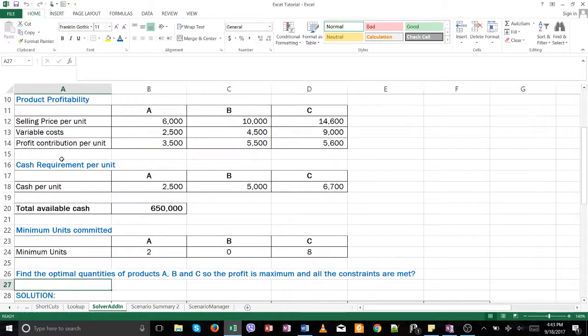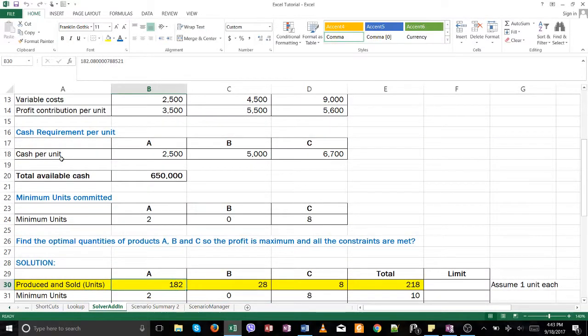Now our problem is to find the optimal quantities of these products A, B and C so that the profit of the company is maximized, and also we need to meet all the constraints. So what are the constraints? We have the limited machine hours, the labor hours and cash, and also we need to meet our minimum units commitment.